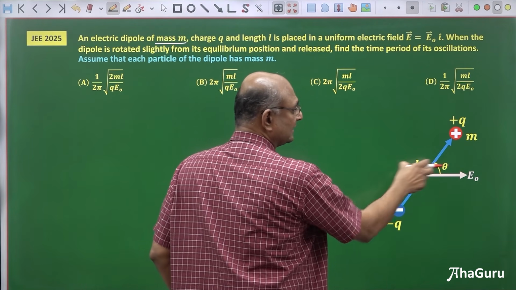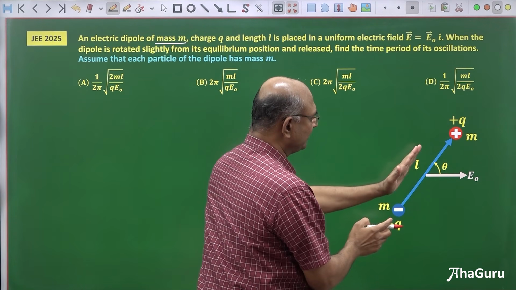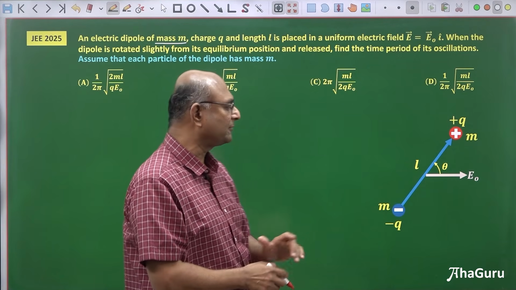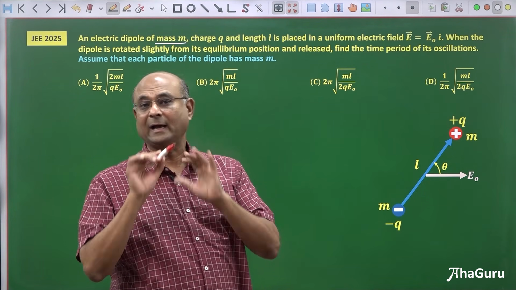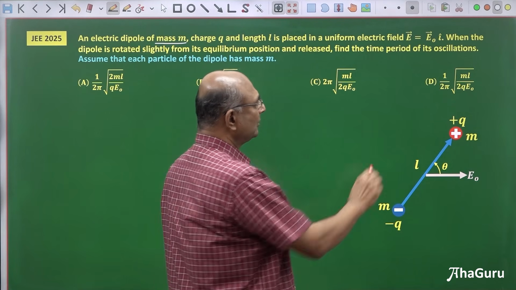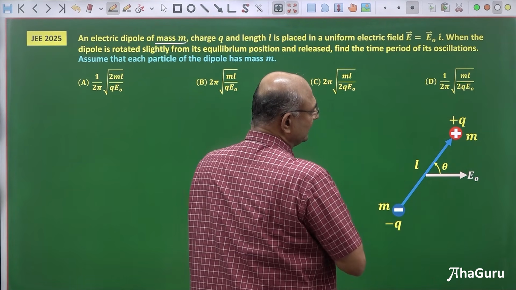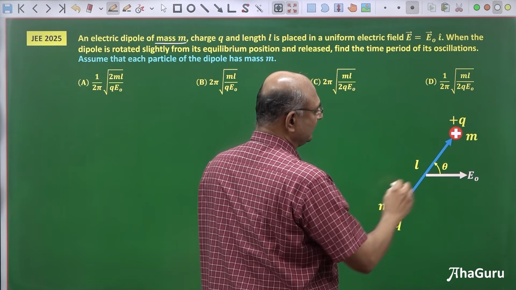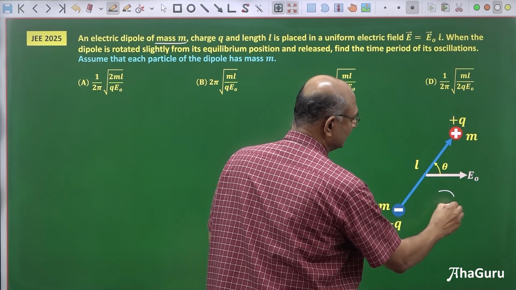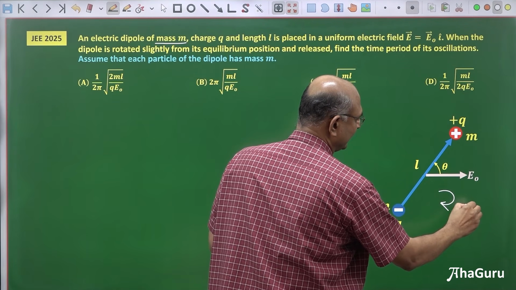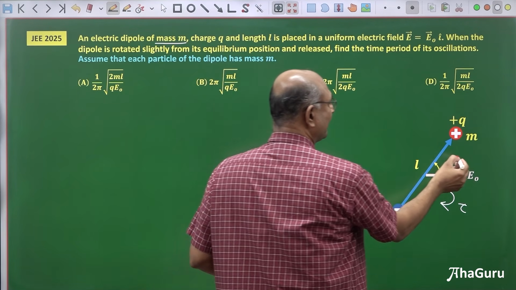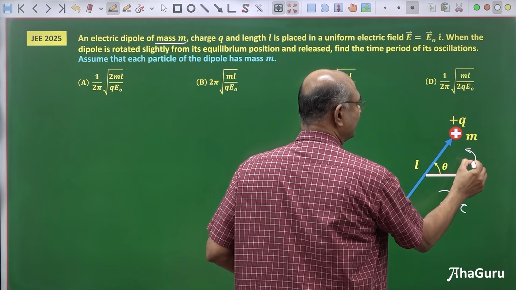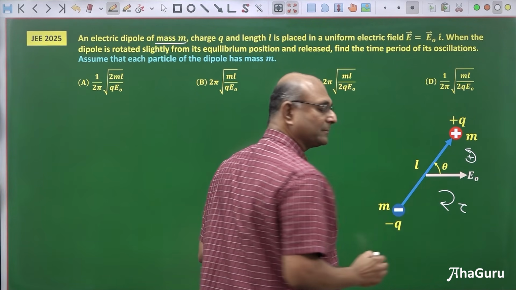So this is the electric field. The dipole has been rotated slightly with respect to the electric field. So theta is small, and we can say sine theta is approximately theta. When you have the dipole like this, the torque is going to be in this direction. But the direction that is positive is the theta direction, so we are going to take this as the positive direction.